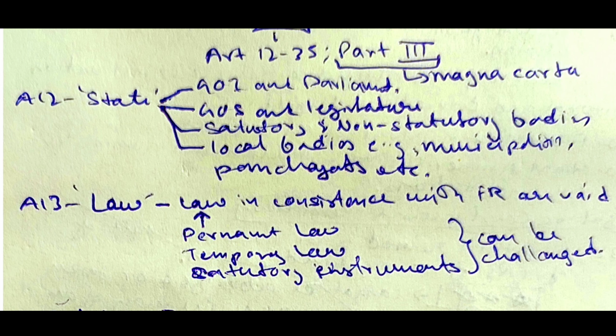manner. All right. So Article 12 deals with the definition of the state, which is described in Part 3. Now, what does this state include, or what does it embody? So a state embodies the Government of India and Parliament, government of state and state legislature, statutory and non-statutory bodies, local bodies, for example municipalities, panchayats, district boards, etc.